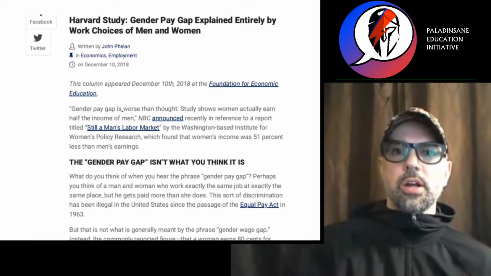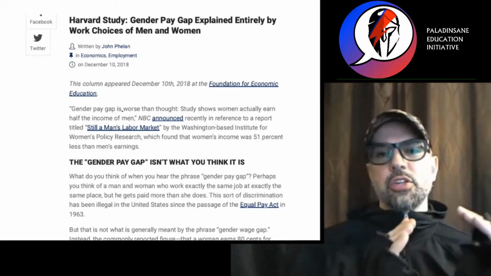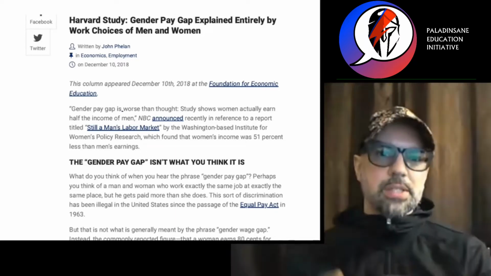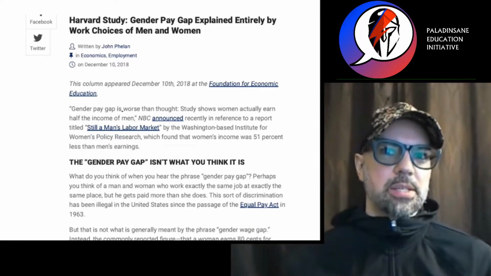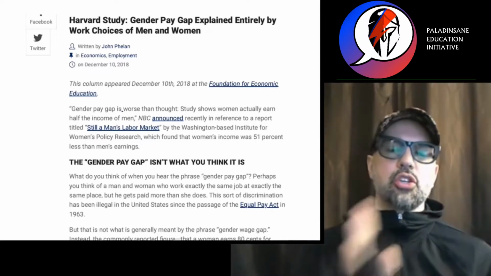Women choose to work in a certain way and men choose to work in a different way. And the choices that women make lead them to earn less money than the choices that men make, which lead them to earn more. So that's one possibility in terms of where this gender pay gap is coming from. So that is the choices theory.